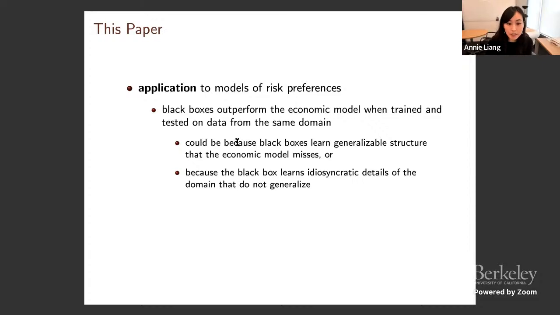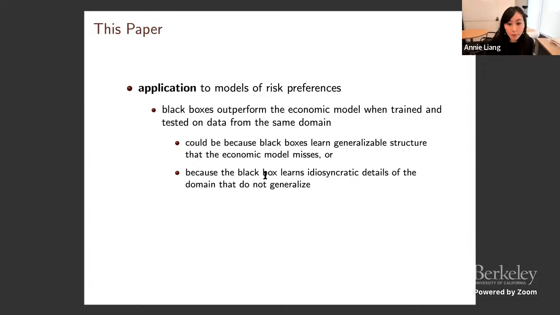One possibility is that the black boxes are learning generalizable structure that the economic model misses. The economic model imposes certain structure. If there's structure that the model is missing, potentially the black boxes are learning something that's a general regularity across domains that we would like to know.